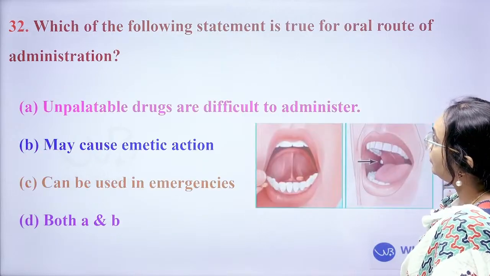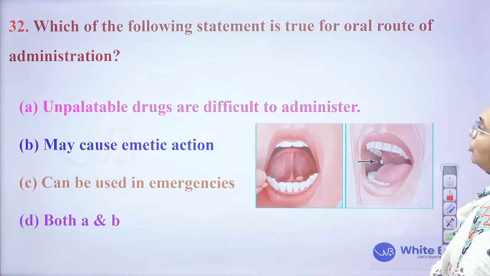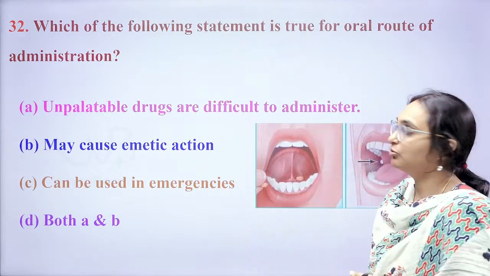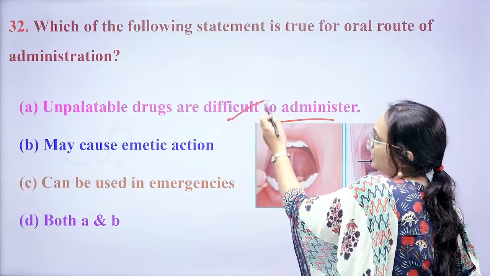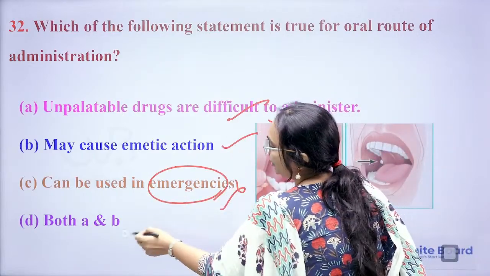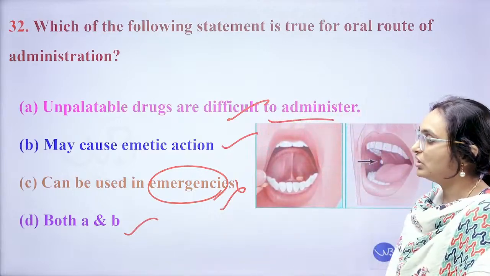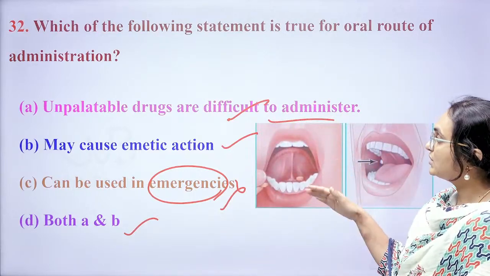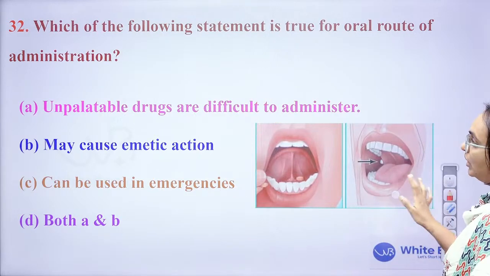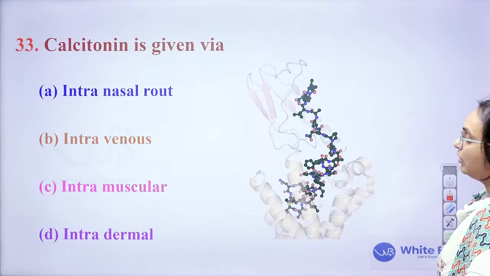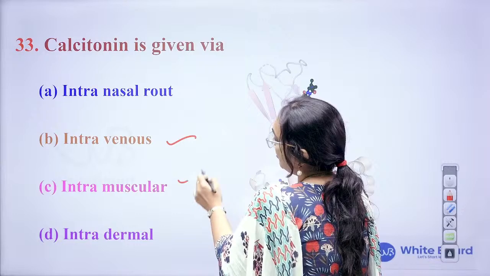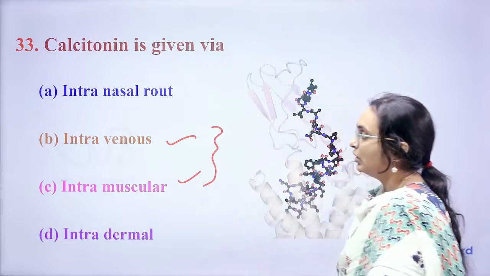Next, which of the following statements is true for oral route of administration? Unpalatable drugs, that means these are difficult to take, difficult to administer, yes. May cause emetic action, yes. Both A and B are correct. It cannot be used in emergencies, no. So, oral drugs are unpalatable and cause emetic action. Answer is D. Calcitonin is given via intravenous, intramuscular, both. Okay.